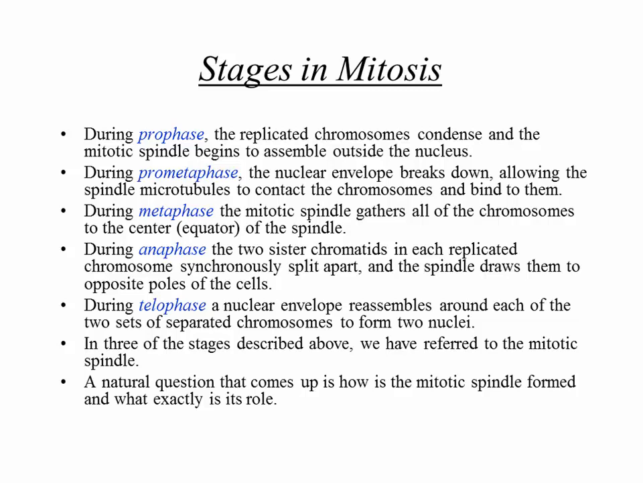During the next stage, metaphase, the mitotic spindle will gather all of the chromosomes at the center, the equator of the spindle. During anaphase, the next phase, the two sister chromatids in each replicated chromosome synchronously split apart, and the spindle draws them to the opposite poles of the cell. Again, there's a lot of explanation needed because terminology has been introduced. I will explain on the next few slides. Then the next stage is telophase, during which a nuclear envelope reassembles around each of the two sets of separated chromosomes to form two nuclei. So in three of the stages described above, we have referred to the mitotic spindle. The next question that naturally comes up is, how is the mitotic spindle formed and what exactly is its role?